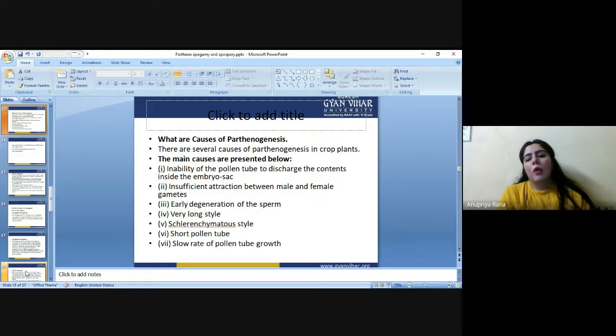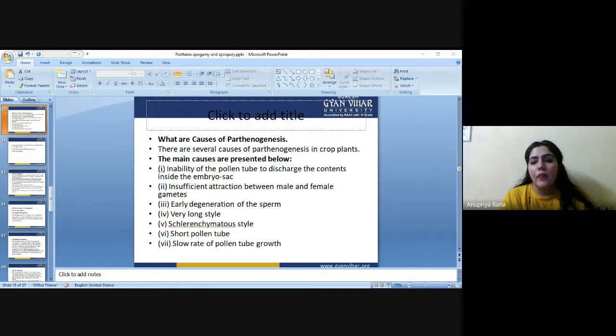So now we talk about what the causes of parthenogenesis are. If we're talking about causes, what things basically induce parthenogenesis? There are several things, like the inability of the pollen tube to discharge its content inside the embryo sac. Whatever inabilities you're going to see here, most of them depend on the inactivity of pollen. Pollen will come to the stigma.